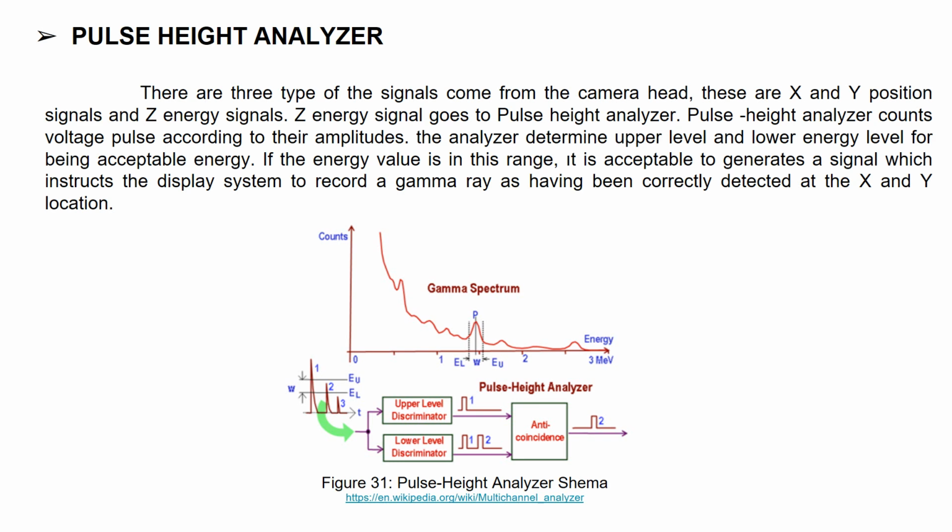There are three types of signals that come from the camera head. These are X, Y, and Z signals. While X and Y go to the computer directly, the Z energy signals go to the pulse height analyzer. It counts the voltage pulses according to their amplitudes and determines the upper and lower limits of acceptable energy. If the energy value is in this range, it is accepted and generates a signal which instructs the display system to record a gamma ray as having been correctly detected at the X and Y location.